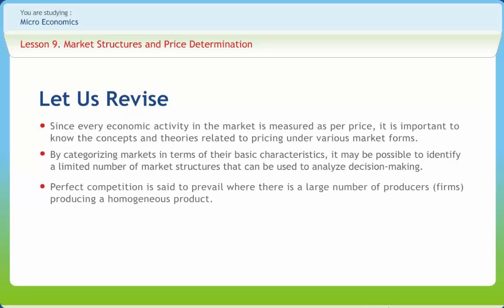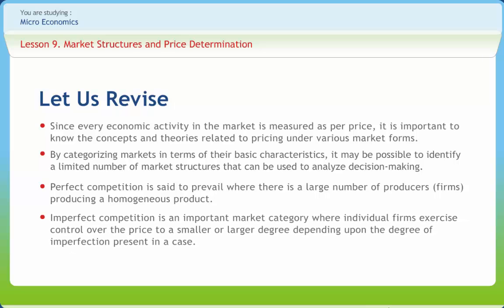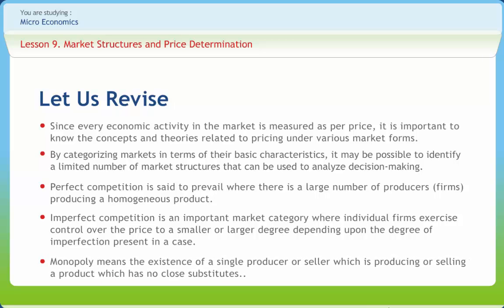Perfect competition is said to prevail where there is a large number of producers, firms producing a homogeneous product. Imperfect competition is an important market category where individual firms exercise control over the price to a smaller or larger degree depending upon the degree of imperfection present in a case. Monopoly means the existence of a single producer or seller which is producing or selling a product which has no close substitutes.